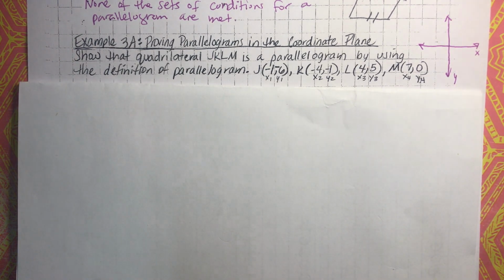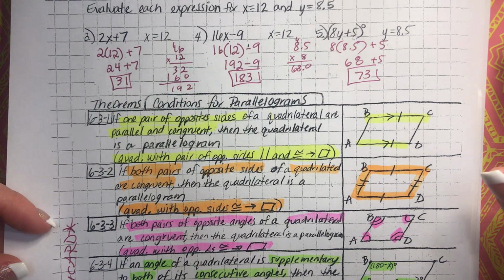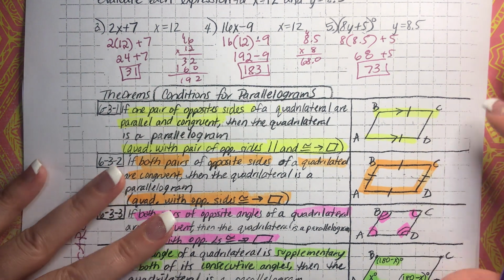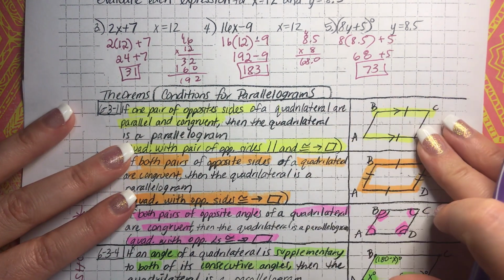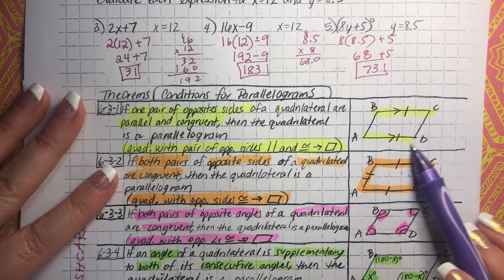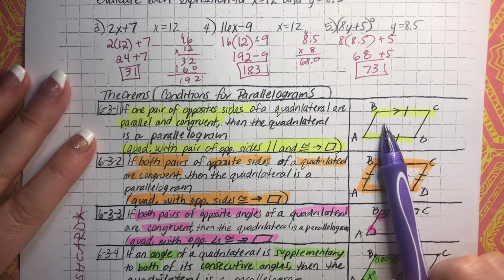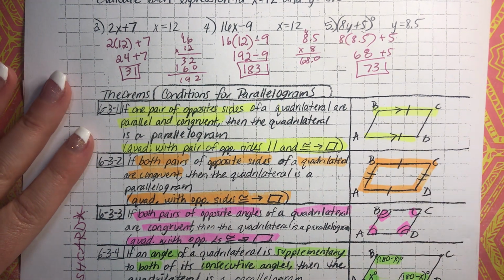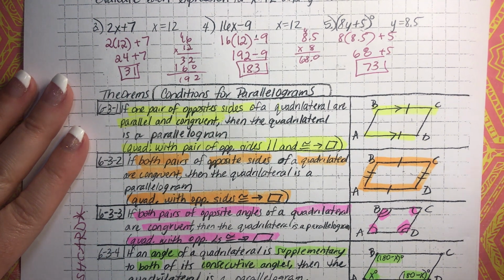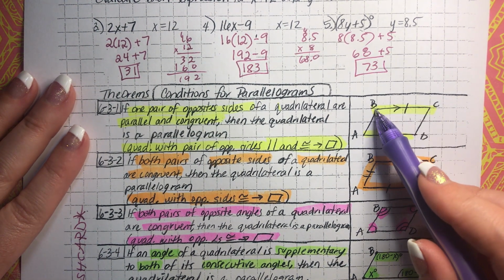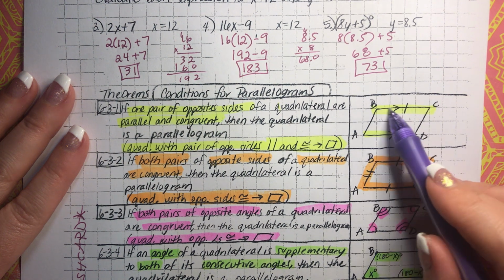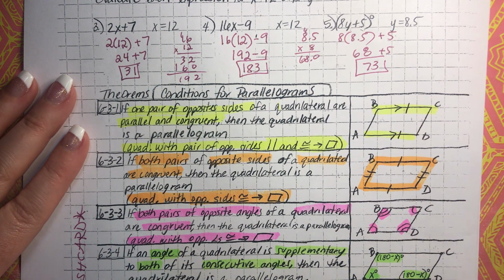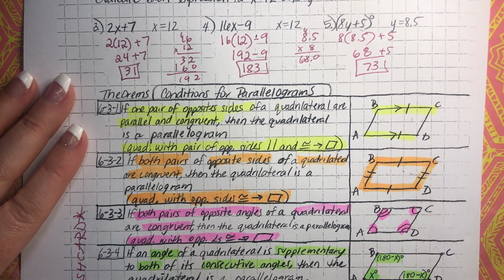So let's go ahead and look back here at parallelograms, and let's think about these in the coordinate plane. If we had something like this, how would we prove this is a parallelogram? For this first one, you have to show that the sides are congruent and parallel. In the coordinate plane, we would use two distance formulas to show that these two sides are the same length.